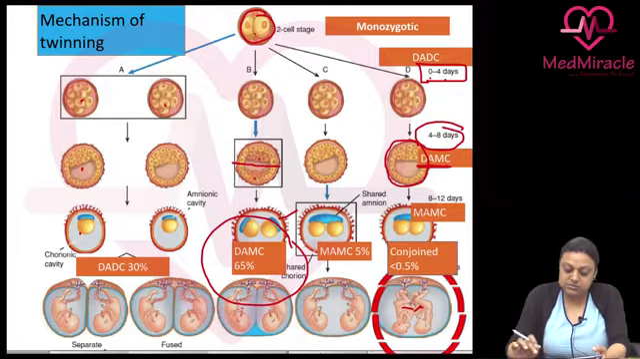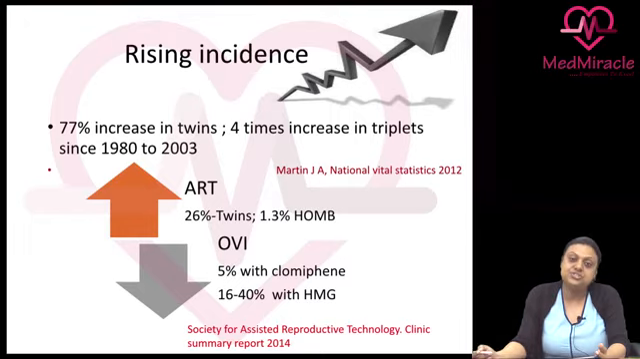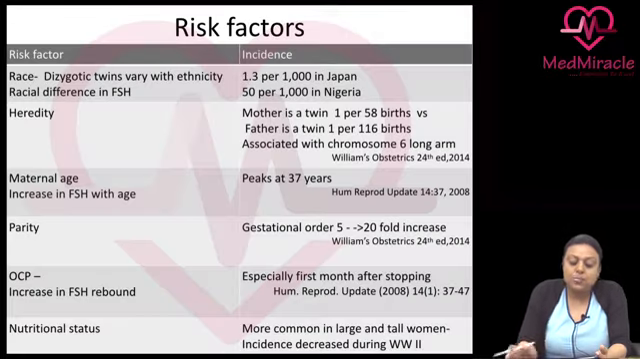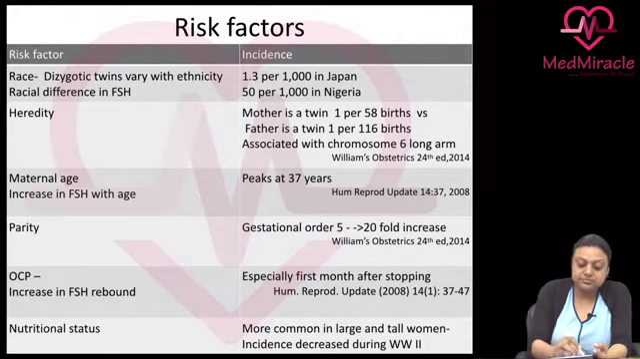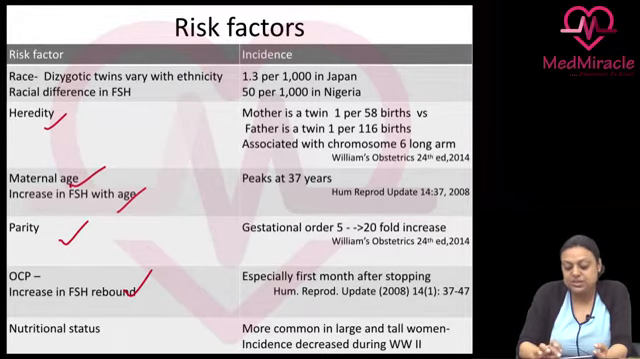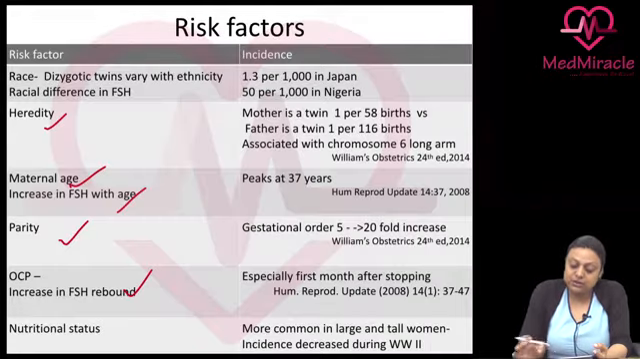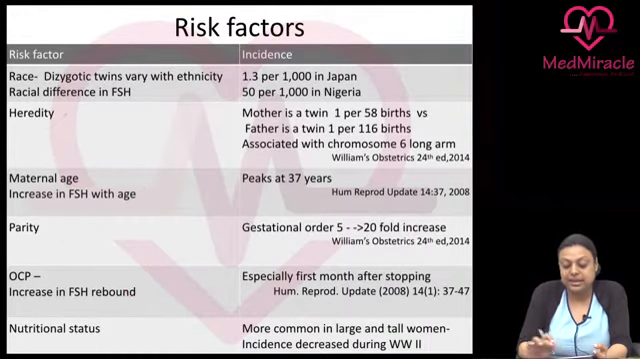So there is a rising incidence of multifetal gestation because of assisted reproductive technology and ovulation induction. There are certain risk factors which lead to multifetal gestation. These are a hereditary factor, maternal age, as it increases with maternal age, increasing FSH with age, increasing parity, increasing use of oral contraceptive pills, and nutritional status, which is sometimes one of the risk factors for twinning.